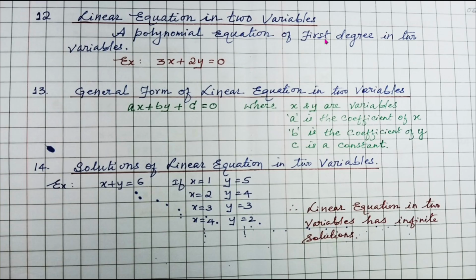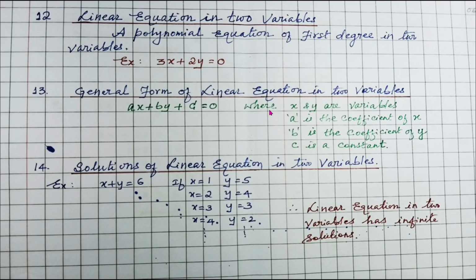A polynomial equation of first degree in two variables is known as a linear equation in two variables. Let us take an example here. 3x plus 2y equal to 0. There are two variables here. The degree, the power is 1, therefore it is a first degree polynomial, and therefore it is a first degree polynomial equation, therefore it is a linear equation in two variables.